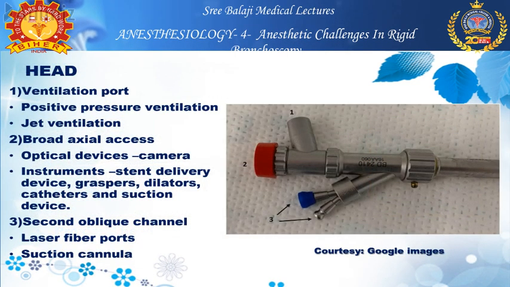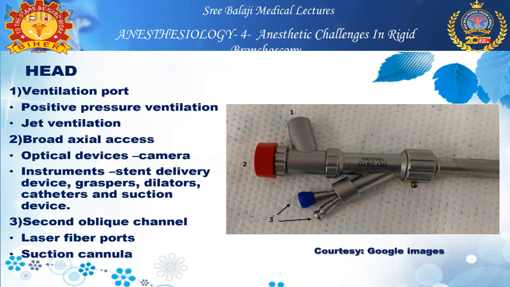So let's have a look at the structures that are present in the head of the rigid bronchoscope. The head of the rigid bronchoscope is equipped with 3 ports. The first port is the ventilation port, through which the positive pressure ventilation or the jet ventilation is being administered.